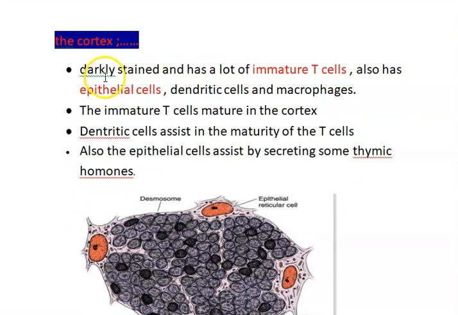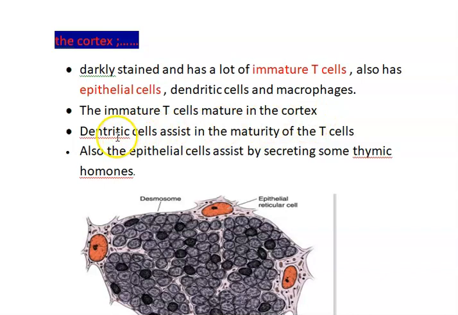The cortex is darkly stained, as we saw, and it has a lot of immature T cells. Remember those immature T cells that were produced by the bone marrow. They had to migrate to the thymus, where they will mature. So in the cortex we are finding immature T cells. Also in the cortex we find epithelial reticular cells, dendritic cells and macrophages. The T cells mature in the cortex of the thymus.